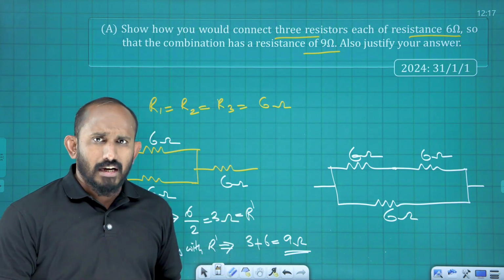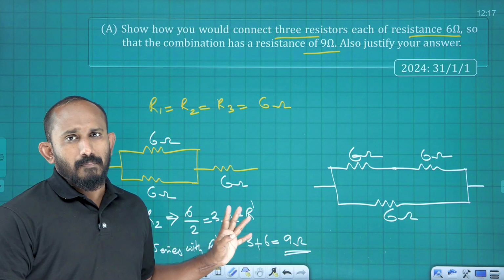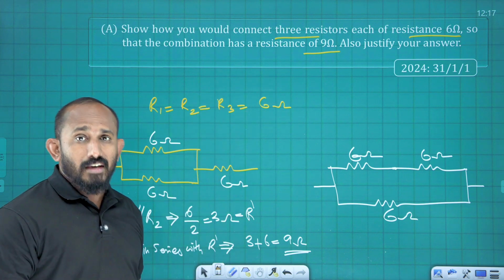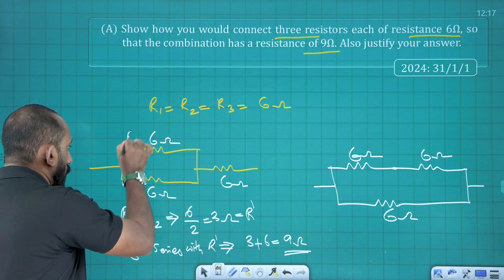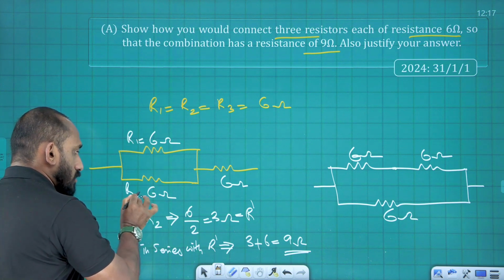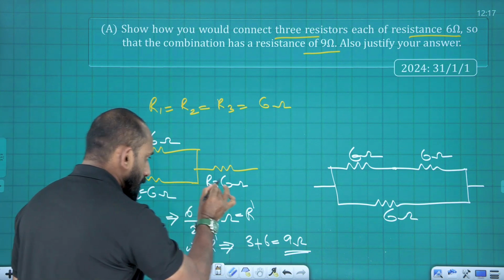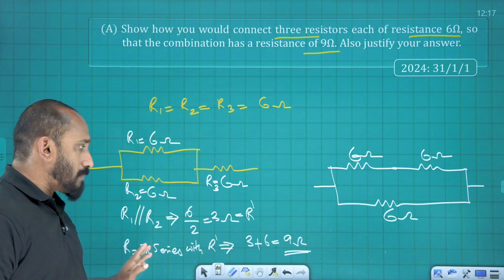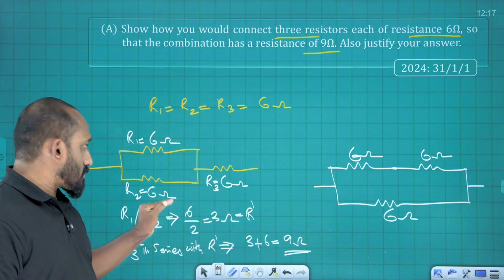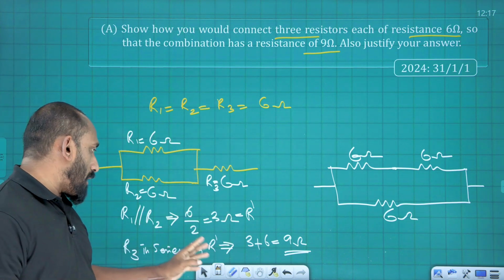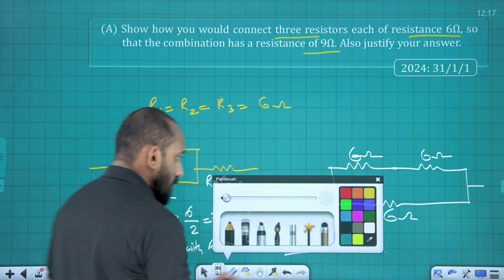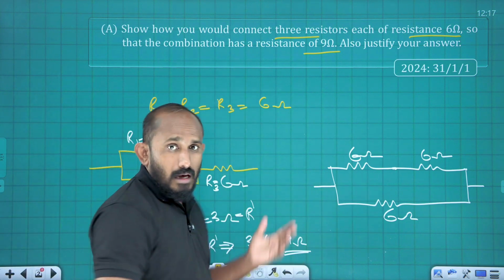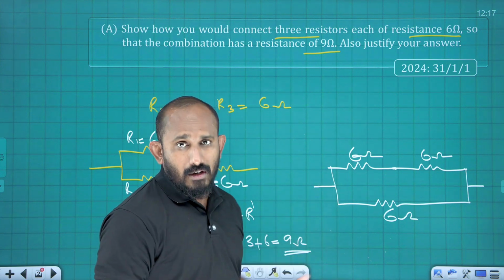See, the other option you can try. This is one way of doing it. Now to justify, you can write this calculation: this is R1, this is R2 and this is R3. R1 and R2 in parallel give 3 ohm, and that is in series with R3, so you add up and get 9 ohm. That's fine. Let's try the next one also. We got the answer already, but let's show the calculation method.